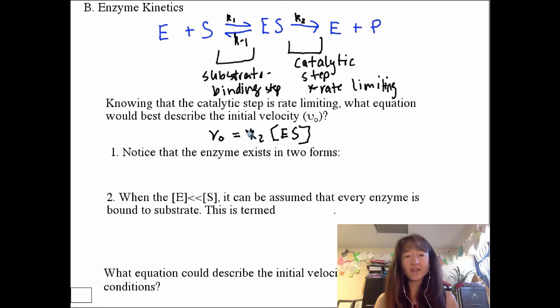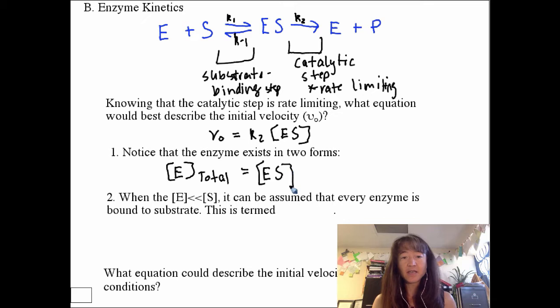But we need to look at the fact that enzyme is existing in two different forms in this equation. We know that in total, if we were to express the entire enzyme concentration, or E total, we could talk about that as being equal to the enzyme substrate concentration, that is bound, enzyme bound to substrate, plus the free enzyme. So this would be one way that we could express the total concentration of enzyme.